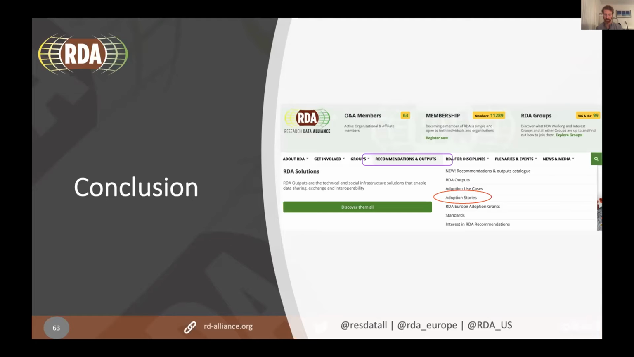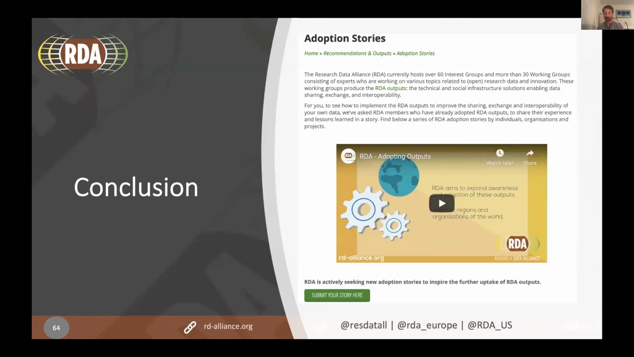Secondly, I've been referring to the individual adoption stories throughout, but I just want to make you aware that they're all displayed and housed together on the RDA site. If you're on the home page, hit recommendations and outputs, and when you see the drop down, hit adoption stories, and that will take you there. On this page, you'll see a brief YouTube clip at the top setting out the benefits of adopting RDA outputs. Also, there's the Submit Your Adoption Story Here button.